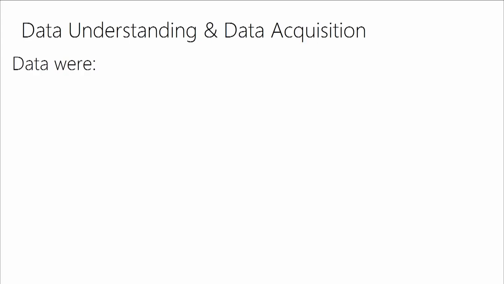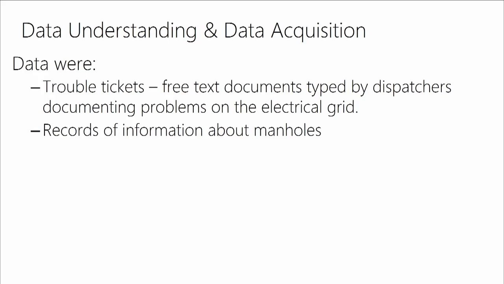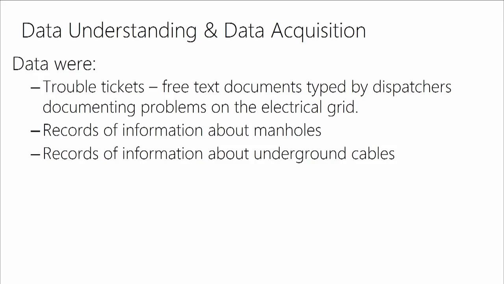So this is the second step, data understanding and data acquisition. Now, the data that we had were trouble tickets, which are free text documents that were typed by the dispatchers in the power company while they were directing the action of what to do about the problem. And they were typing this all in while this was going on.